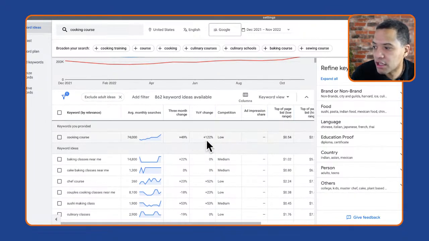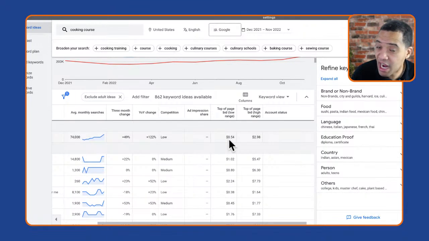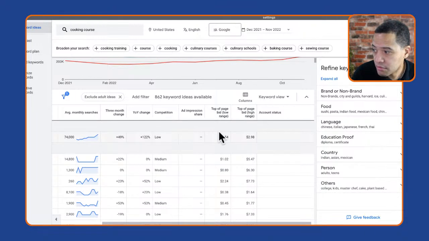So people are significantly looking for online courses. Competition level is low. Remember, we talked about paid ads. People are paying anywhere from 50 cents to $3 to advertise on Google for that.